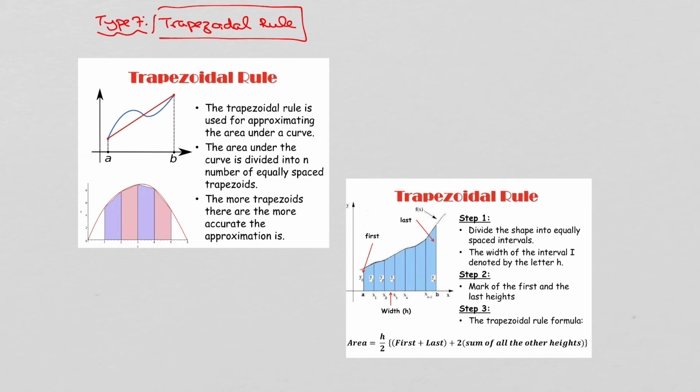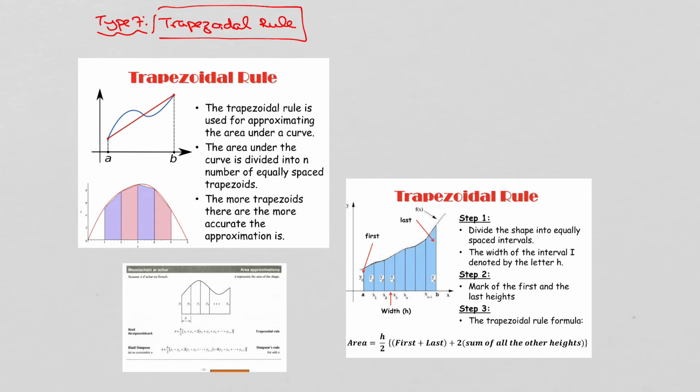So again, just a reminder with the trapezoidal rule, its area is going to be h over 2, where h is the width of each of the intervals, and then it's times the first height plus the last height, plus twice the sum of all the other heights. And of course, this can be found on page 12 in your maths tables, making sure you're using the trapezoidal rule and not Simpson's rule. So Simpson's rule is gone from the course. Okay, so let's have a look at an example where we would be given this kind of situation.